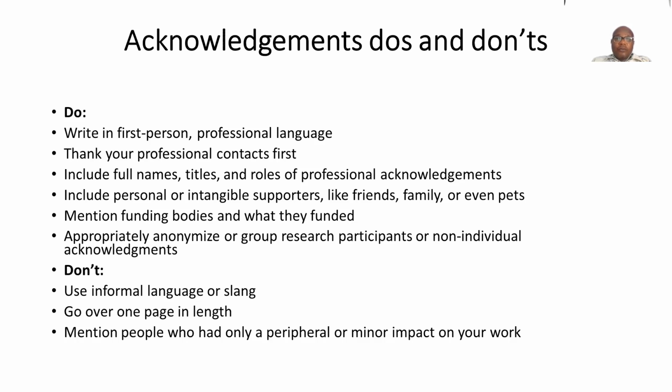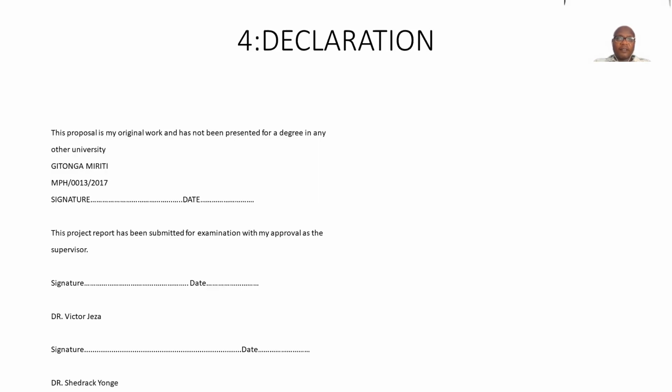So what should you not do when you're writing acknowledgements? You should never use informal language or slang. Go over one page in length. Mention people who had only peripheral or minor impact on you. Those are the don'ts when you are writing acknowledgements in a study.